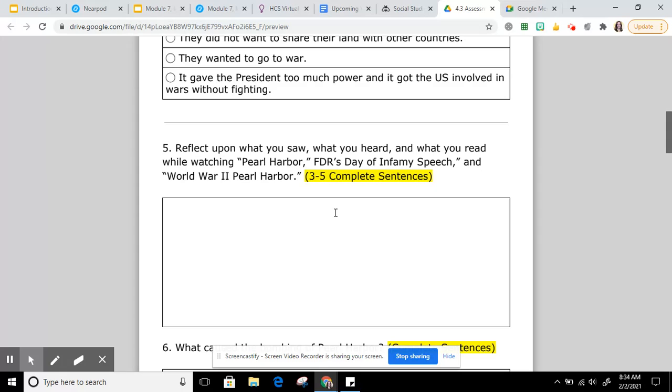So you're just summarizing what are the things that you saw in those 2 videos, and what are the things that you read about in the article? 3 to 5 sentences. Okay.